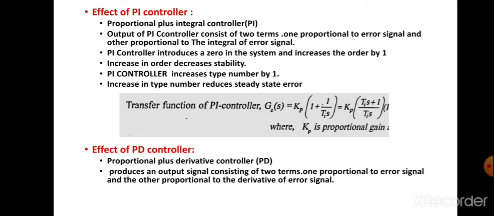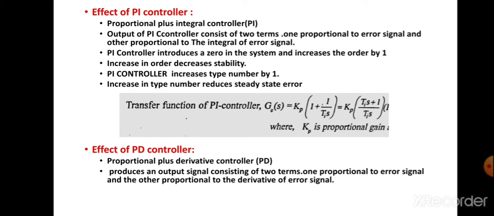Actually, order and stability have a relation: once the order is increasing, stability will be reduced. So the PI controller increases the type number of the system by 1, and an increase in the type number reduces the steady state error. That is why the steady state error is reduced in the case of PI controller. It is achieved by increasing the type number of the system. The transfer function of the PI controller is given by Gc of S equal to Kp into 1 plus 1 by Tis, where Kp is the proportional gain and Ti is the integral time.